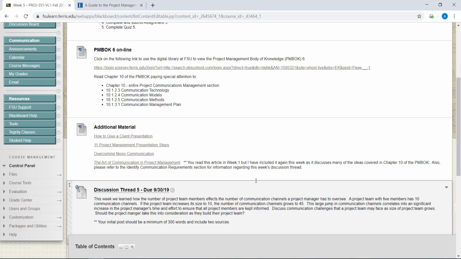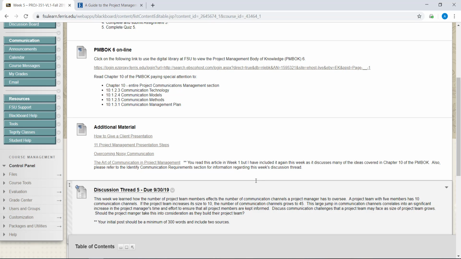The final article is a repeat read from week 1. I have included it again because it correlates well to the chapter you read in the PMBOK. I think after reading the communication chapter and then rereading this article, you will have a better understanding of these topics. There's also a section in this article that outlines how to calculate the number of communication channels for your project team. You will need to refer to this as you participate in this week's discussion with your classmates.